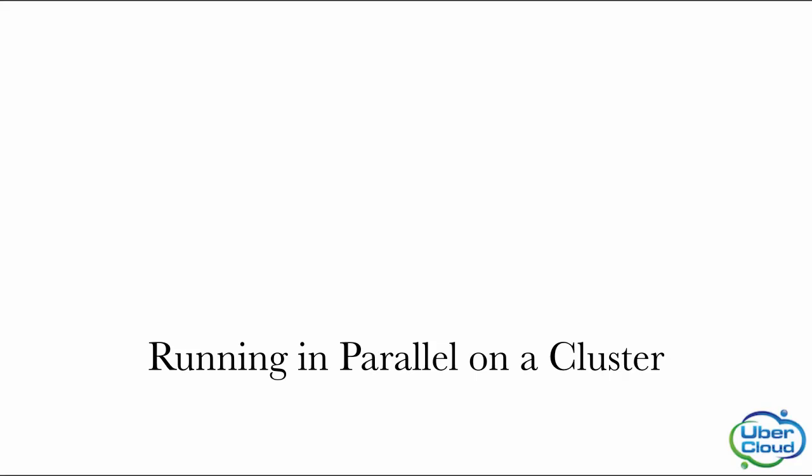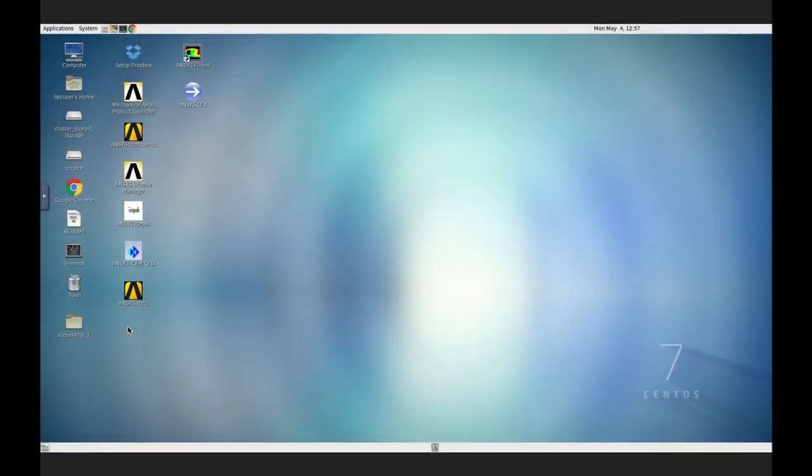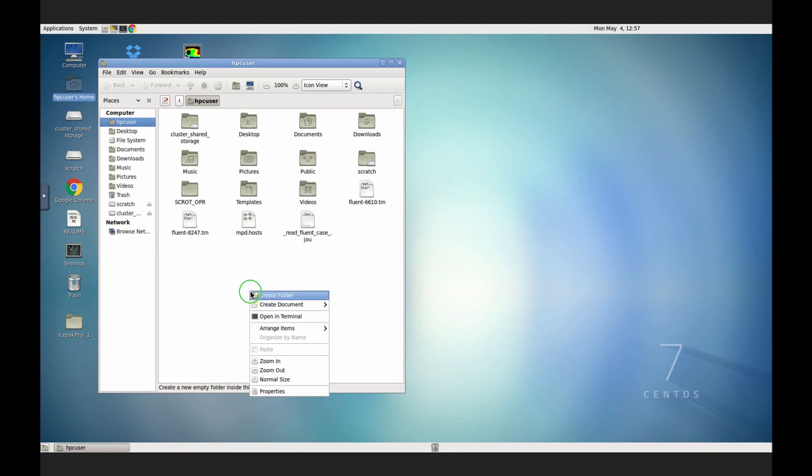Now it's time to look at how we can run ICEPak in parallel on a cluster. So the first step is to prepare the host file that tells Ansys on what computers to run their simulation. To do this, go to HPC user's home, create a new text file and name it hosts.txt.